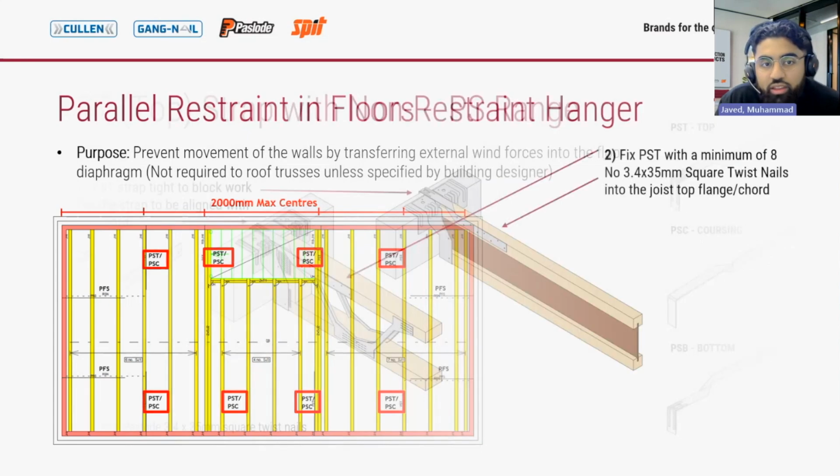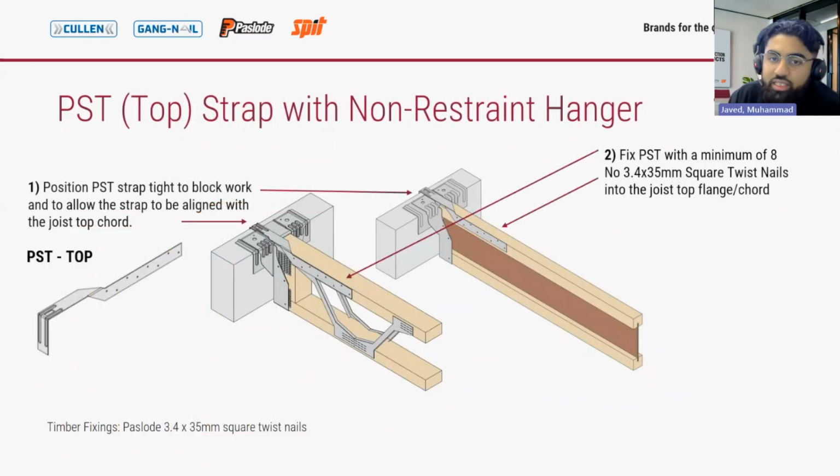We'll start with our PST application, PST with a non-restraint hanger. This is for restraining the walls to the top chord of a joist when the joist is level with the coursing. For example, using a 254 deep joist with a 250 deep hanger. So the installation instructions are pretty simple. Ensure the strap is tight against the blockwork and aligned with the top chord of the joist, and then fixed to the top chord using Pazzo square twist nails in every hole.